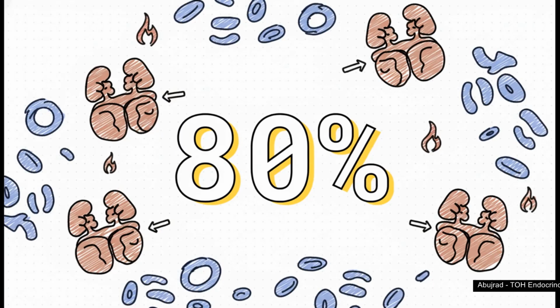So, let's say you do diagnose a case of primary AI. What's the most likely culprit? Well, in developed countries, the answer is overwhelmingly autoimmune disease. In about 80% of cases, it's the body's own immune system that's attacking and destroying the adrenal glands.